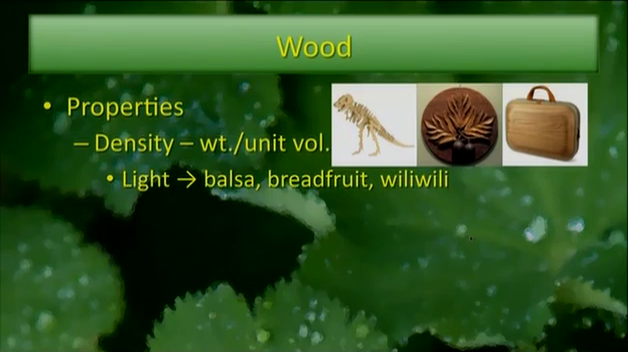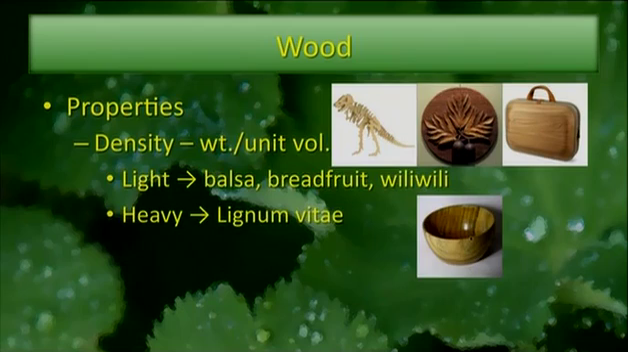Now light wood includes balsa, breadfruit, and wili, and of course locally, breadfruit and wili, or ulu and wili, were used for surfboards, right? Very light wood, okay? Now very heavy wood, maybe the heaviest, is something called lignum vitae. That's not the scientific name, that's actually the common name of that plant, okay?